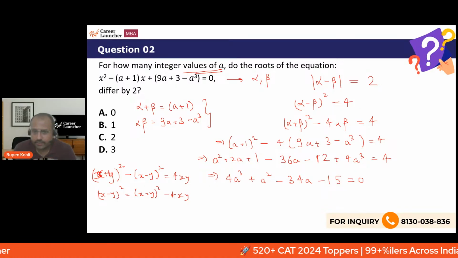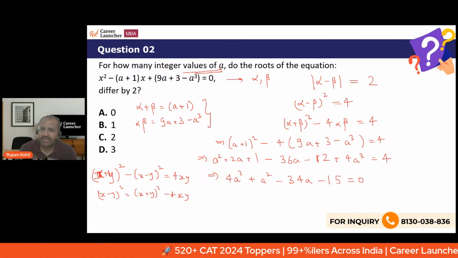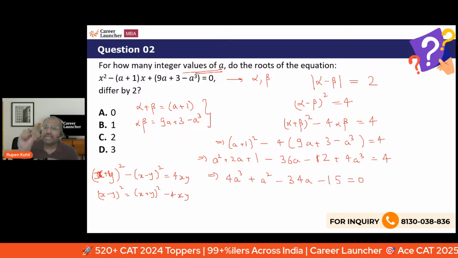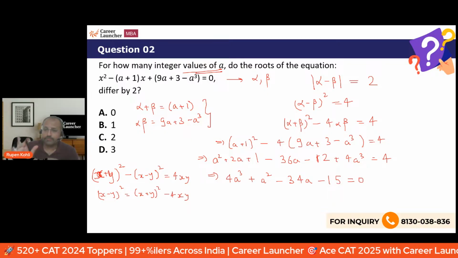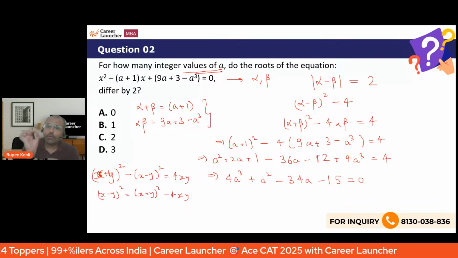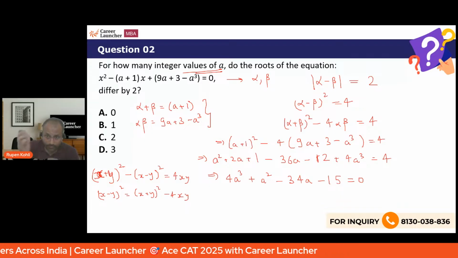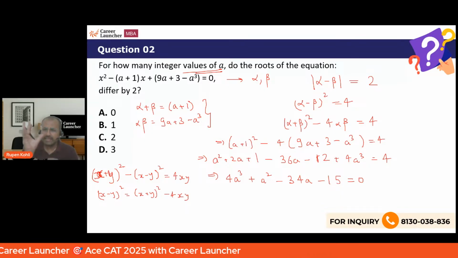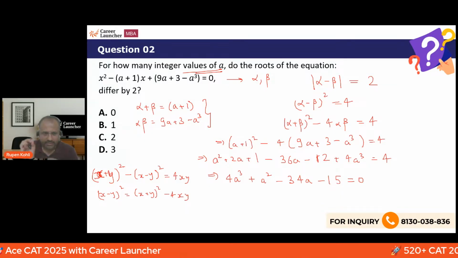Second point, if this equation has to have any integer root at all, it can only be coming as a factor of the constant term. Once again, this is very important. Please understand.